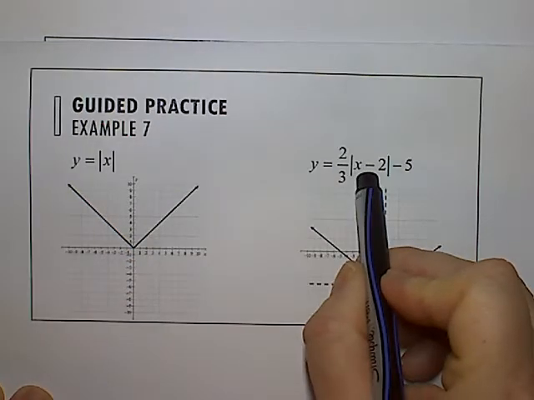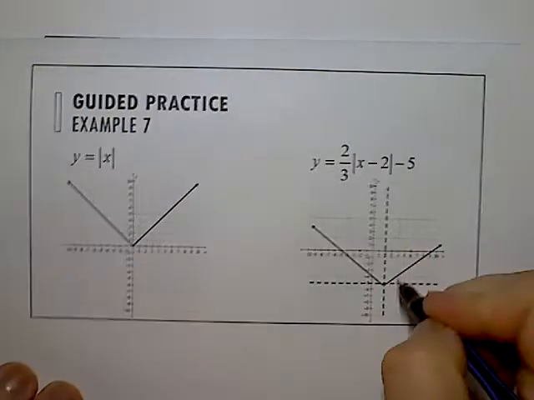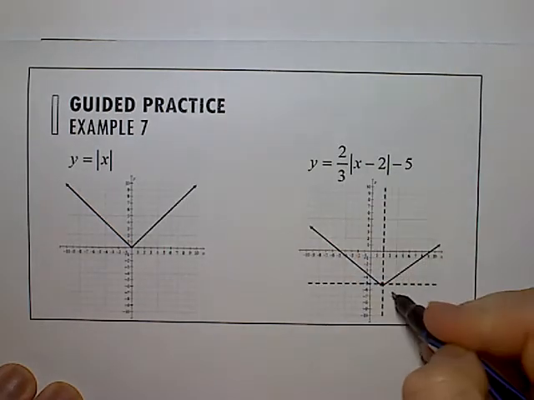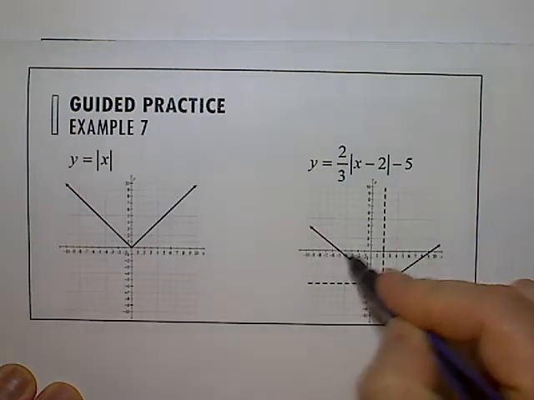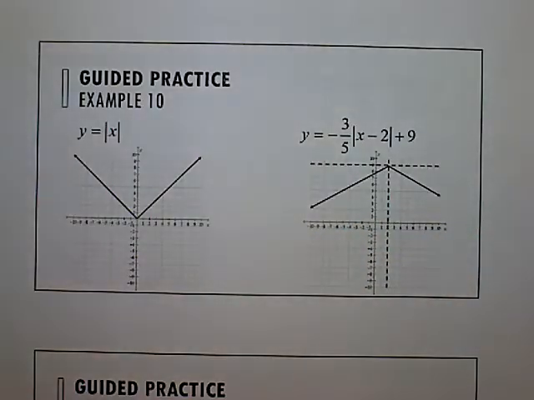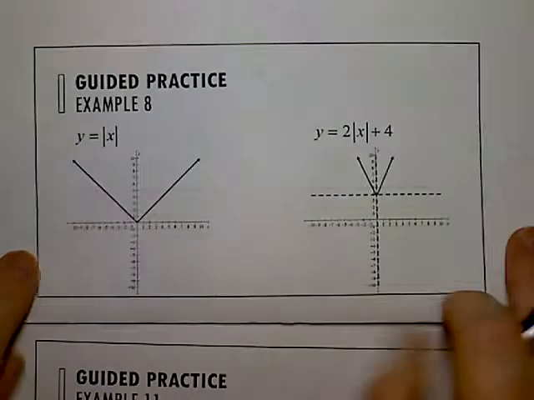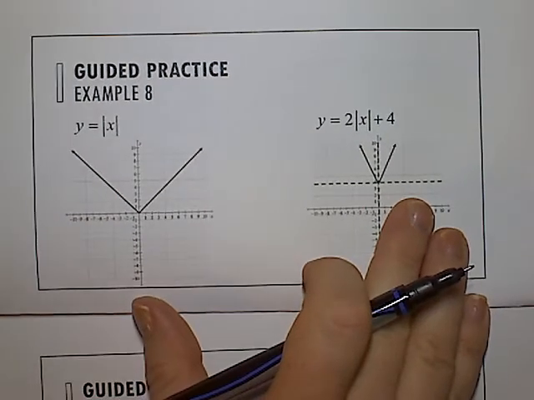I'm going to go to the right 2 and down 5. And then follow the slope as you go to the right. Up 2, right 3, up 2, right 3 consistently. And mirrored on the left. Number 8. If you are younger, number 8, this is tricky.